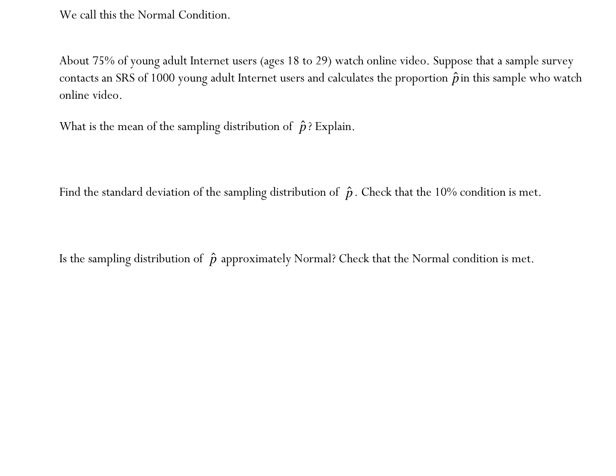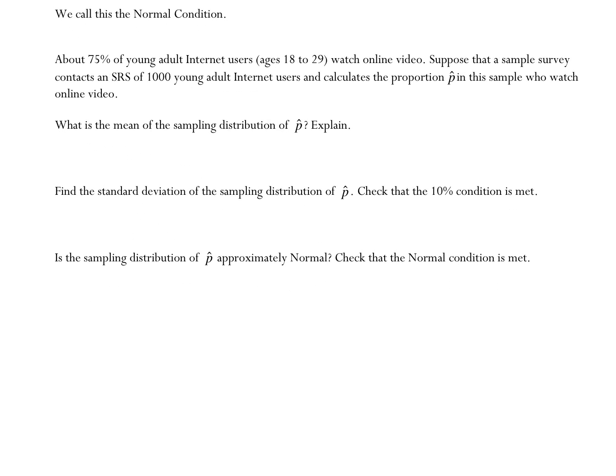All right, so let's say 75% of young adult internet users are watching online video, and suppose that we take a sample survey and contact a simple random sample of 1,000 young adult internet users and find the p hat of that sample. Y'all, tell me something I know here. What are some of the key characteristics that we should be writing down from this? n equals 1,000. I have a sample size of 1,000 and p equals 0.75.